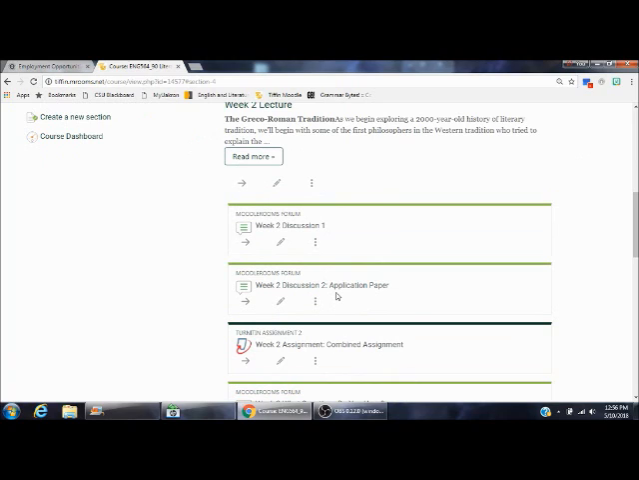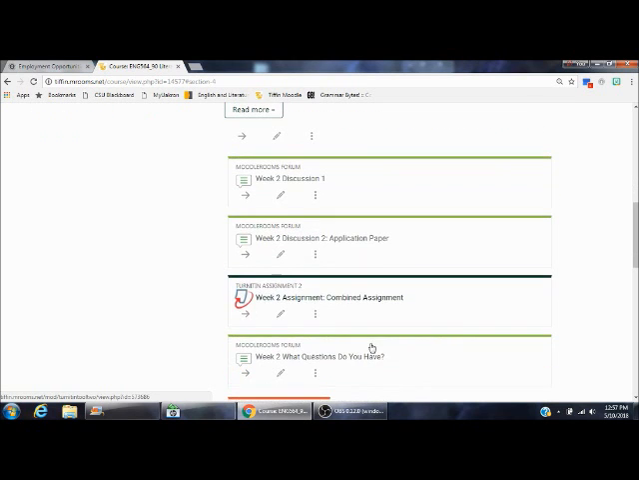Week 2, the application paper is the same thing. It's mostly a participation grade. Have you written the paper? Have you talked with your peers about it? Then when I grade the combined assignment, that follows a rubric as well, where I'm looking for the clarity and completeness of your outline and the clarity and completeness of your application paper.